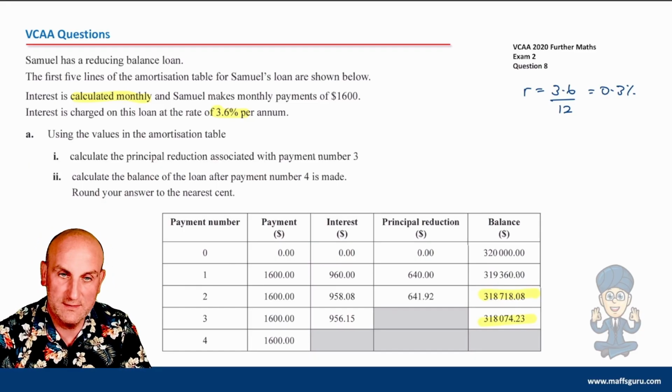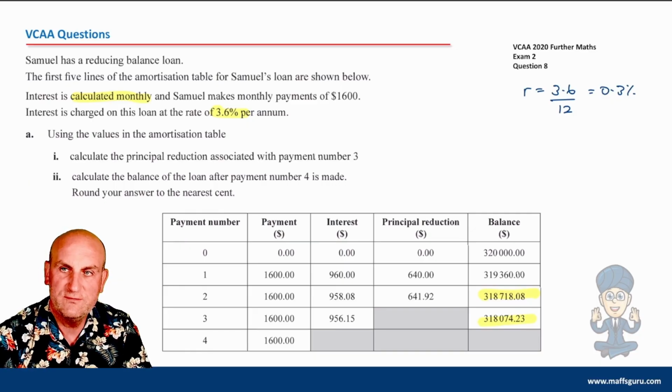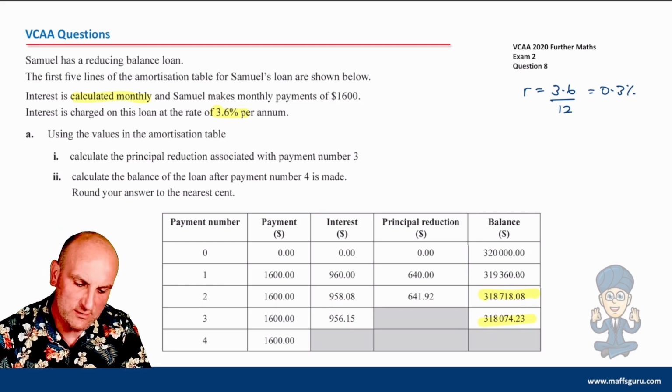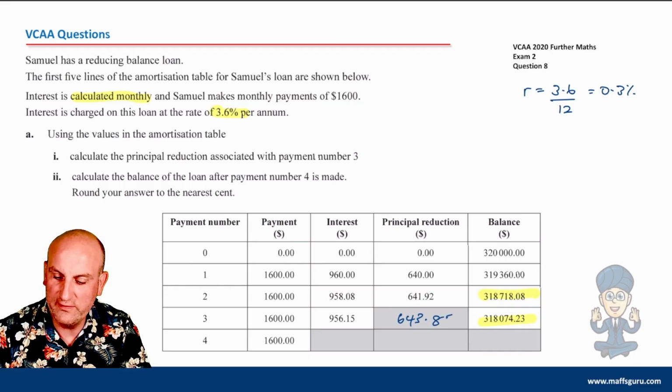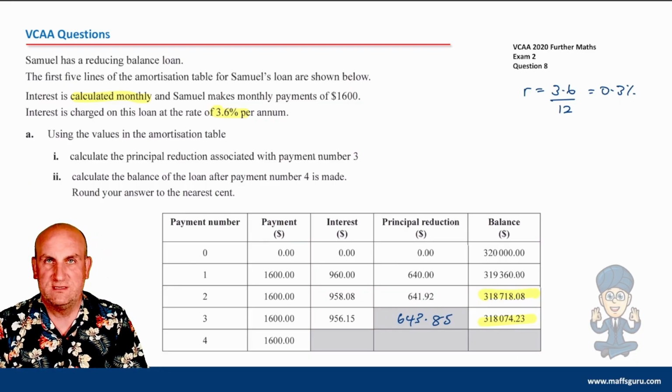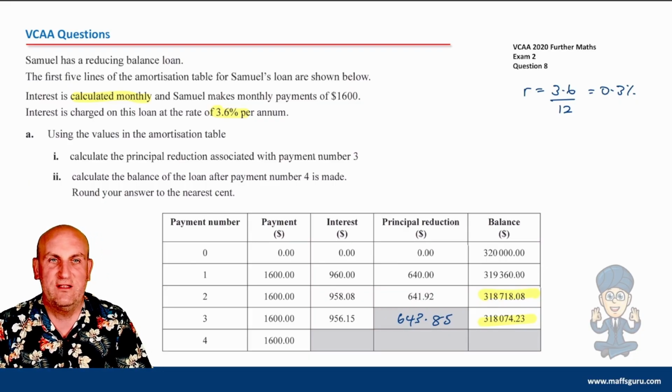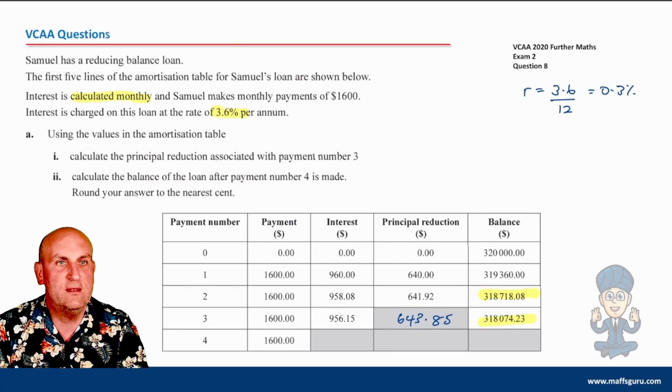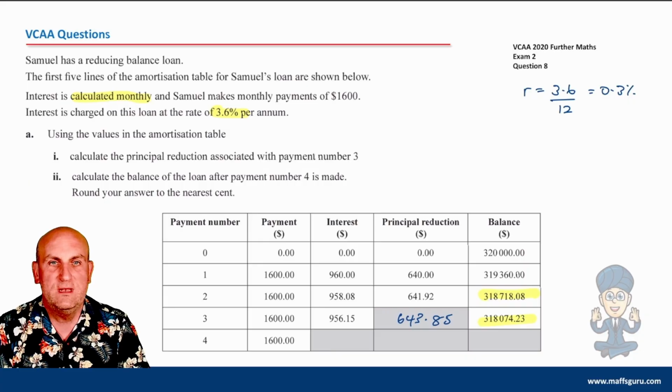So again, let's put this on a calculator. 318,718.08, and I'm going to subtract from that 318,074.23. Hit enter. Gives me $643.85. Again, I'm checking the reasonableness of this. Does that make sense? It actually does. My principal reduction seems to be going up each time. That makes sense. Right, so calculate the balance of the loan after payment number 4 is made.